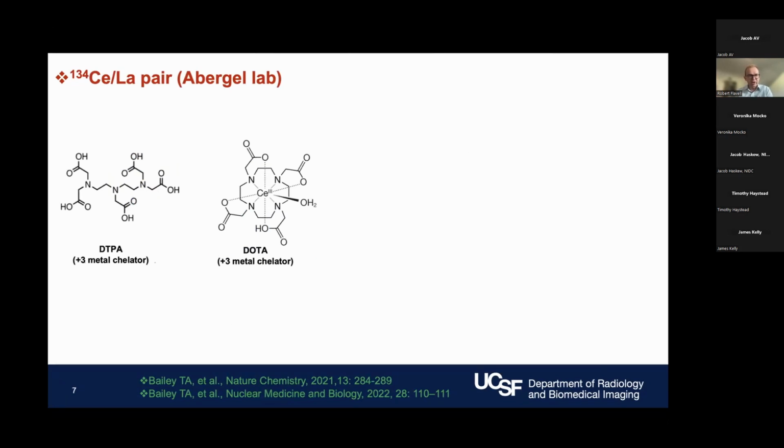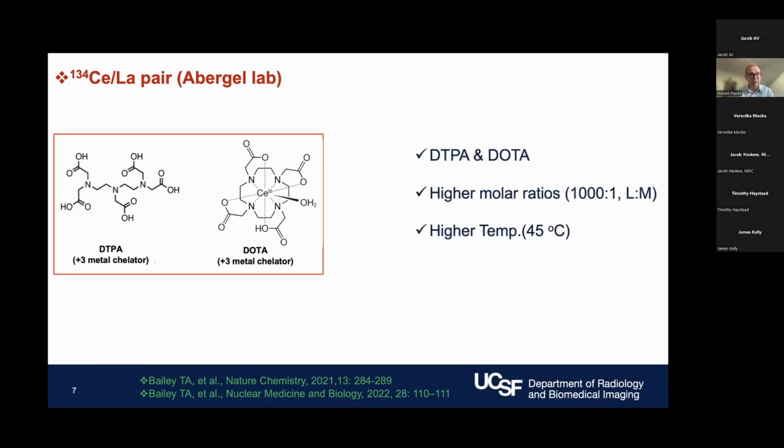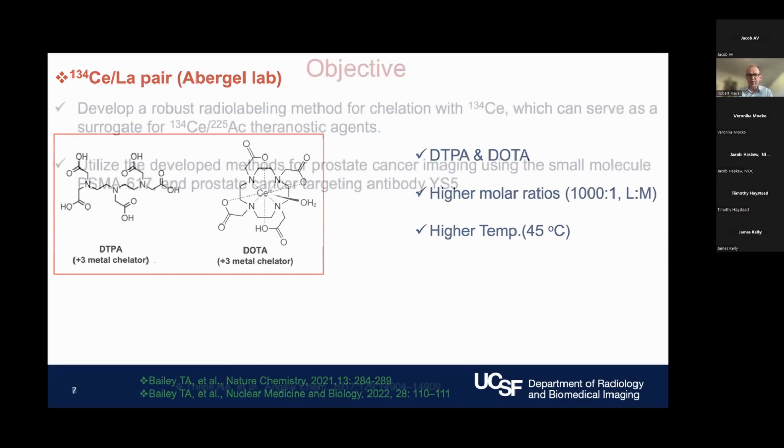So in its initial incarnation, as developed by Dr. Mako and Rebecca Abergel and many other collaborators, there were two different chelators employed for this, the DTPA and DOTA chelators, which are very commonly used in nuclear medicine applications. These are very versatile chelators that can pick up a bunch of different isotopes. And in these initial studies, they looked at relatively higher molar ratios and higher temperatures for the radiolabeling kinetics.